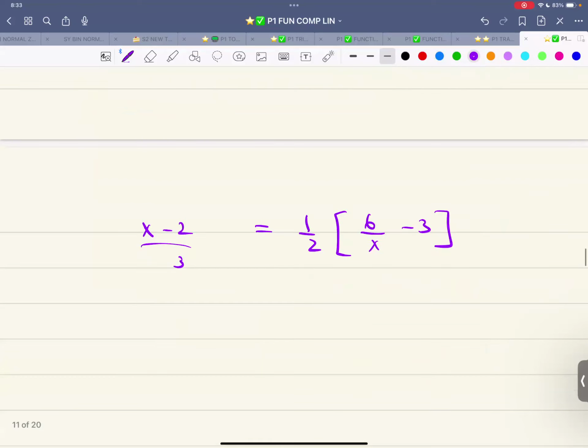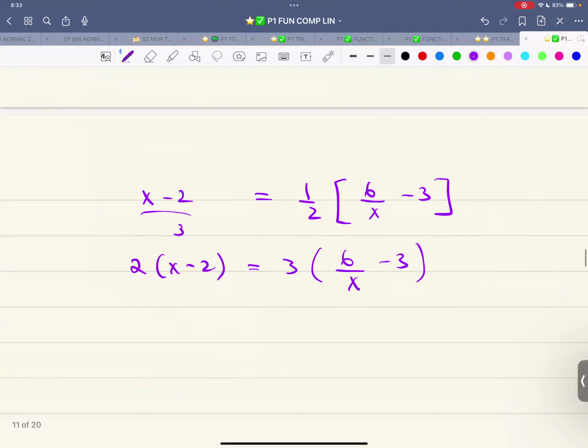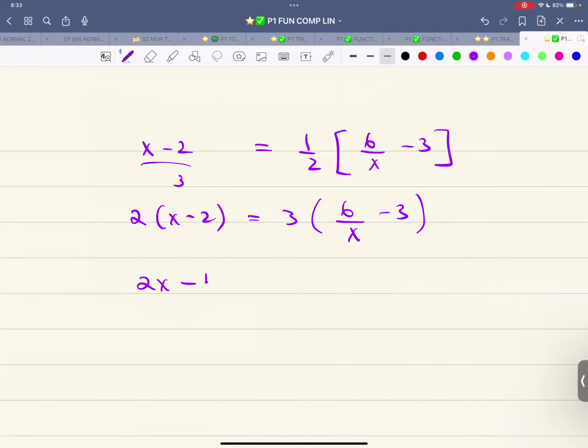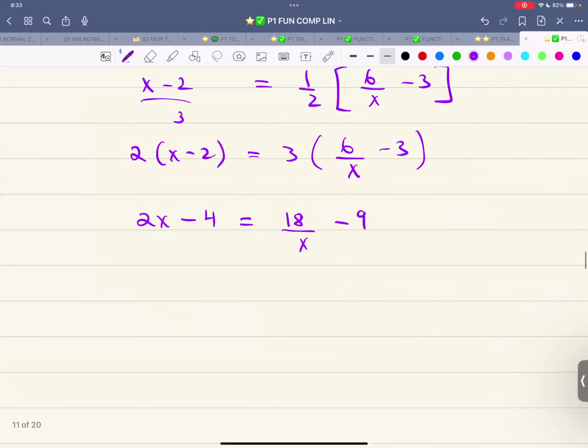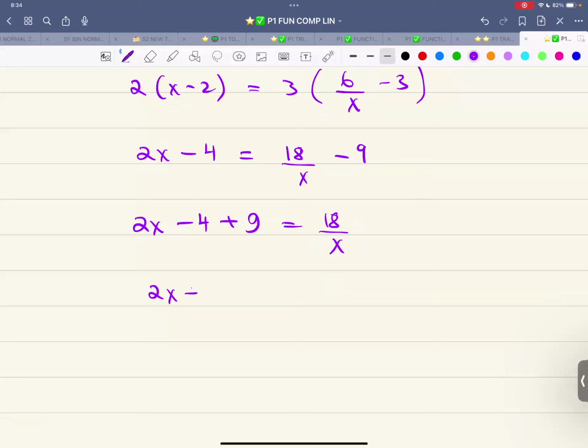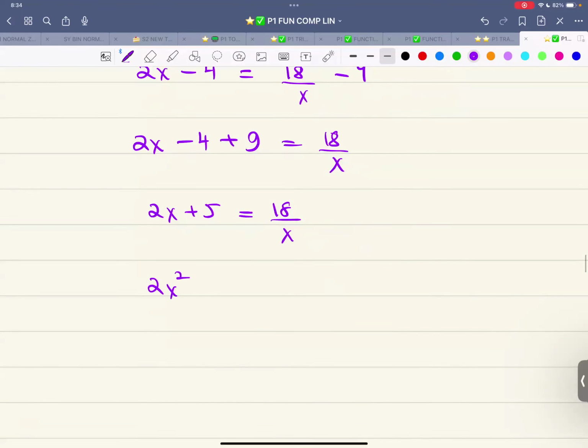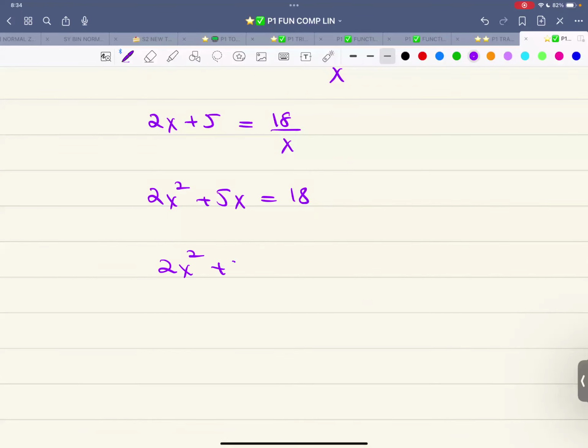All good, all clear? Now cross multiply. So 2 into (x minus 2) equals 3 into (6 over x minus 3). Therefore, 2x minus 4 equals 18 over x minus 9. Take 9 to the other side. 2x minus 4 plus 9 is 18 over x, and this is 2x plus 5 equals 18 over x. Therefore, 2x squared plus 5x equals 18, so 2x squared plus 5x minus 18 equals 0.